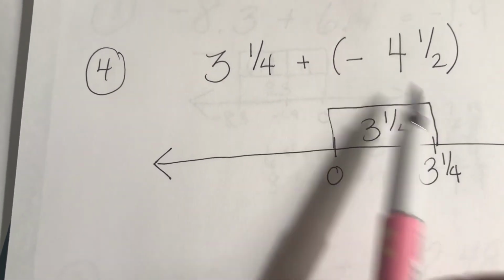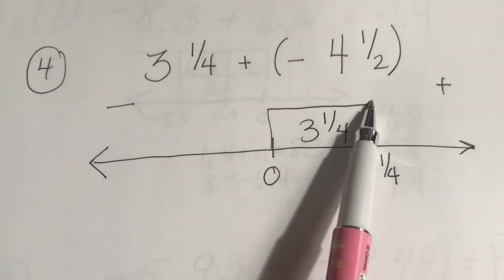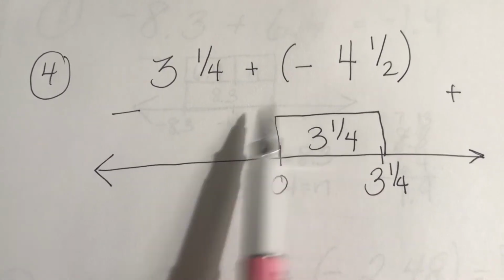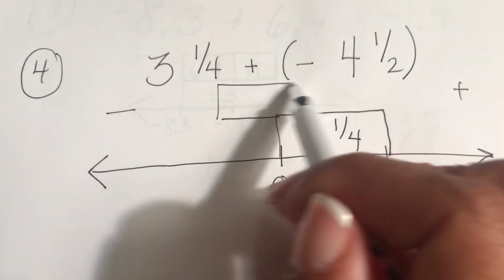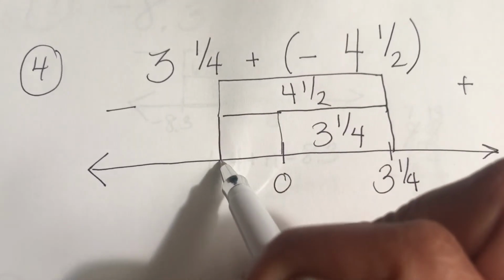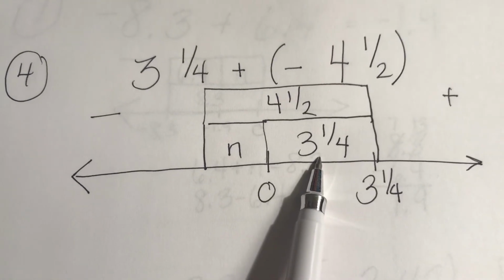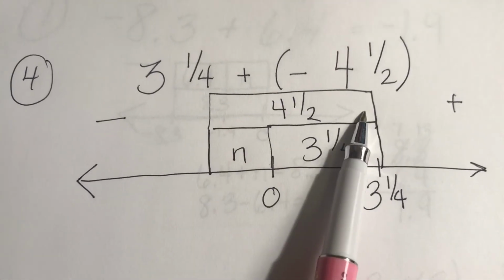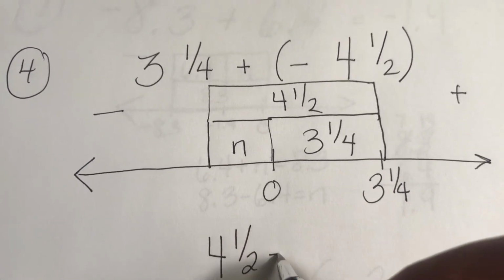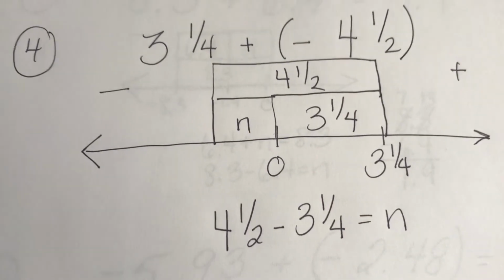And this time I'm adding a negative number. So I know I'm going towards the left. And just by looking at it, if I'm moving 4 1/2, that's much bigger. It's a little bit bigger than this number here. So here's 4 1/2. And I need to know the value of this number here. Okay? So I have my total. If I take away this part, I'm going to get this part. So 4 1/2 minus 3 1/4 is going to give me that number.